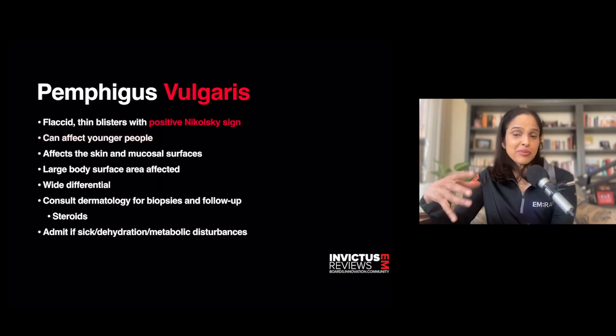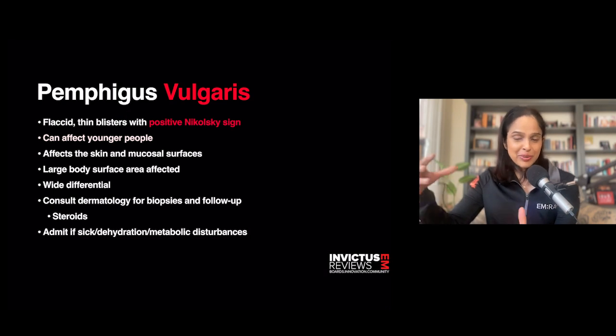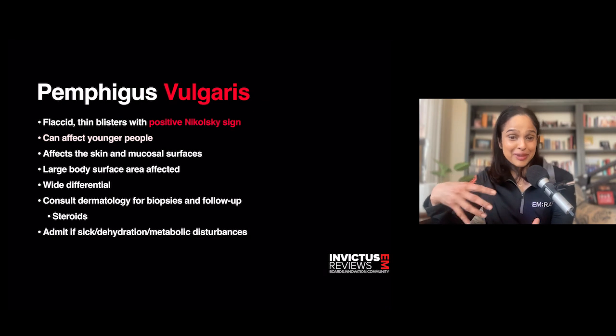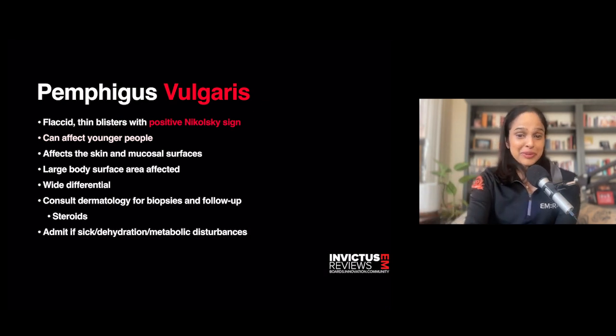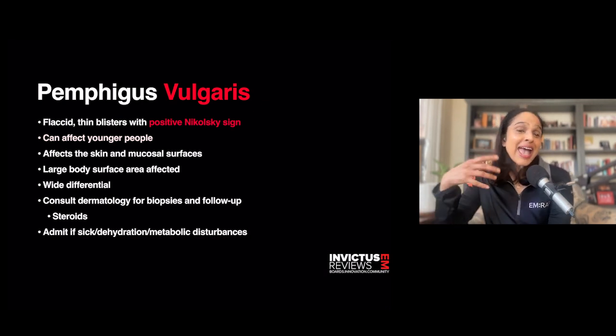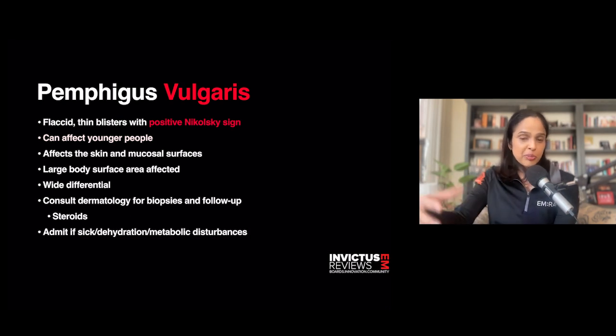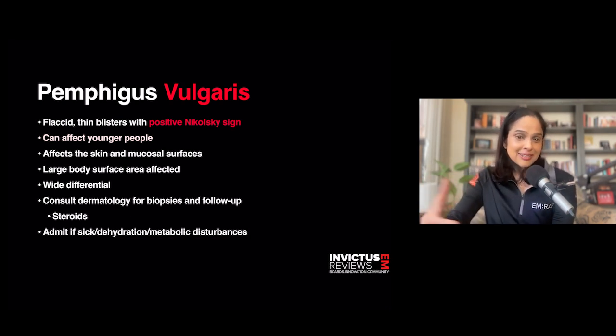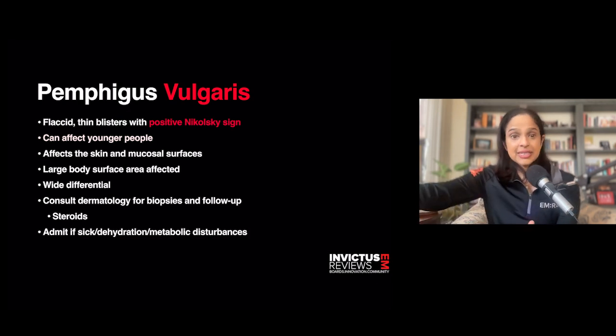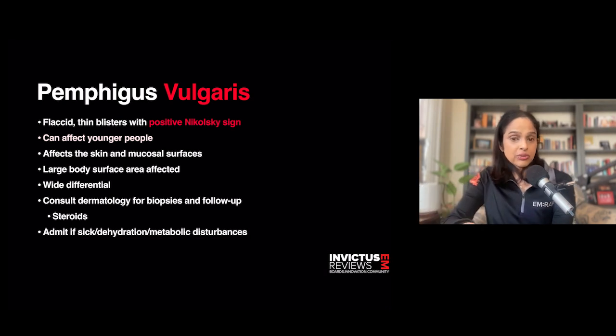So I remember vulgar is bad, right? So of the two of them, vulgar is bad. I don't want either one of these, but pemphigus vulgaris, it might even be too old to get. Usually this is younger people, or it can affect younger people. You can see it in older people, but if they're going to give you a classic case, it's going to be a younger person. So these are flaccid, thin blisters with a Nikolsky sign. You push that thing over and then the skin's just going to slough off, right? And so skin, mucosal surfaces, often a large body surface affected.